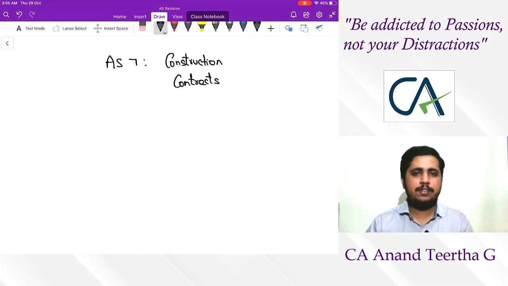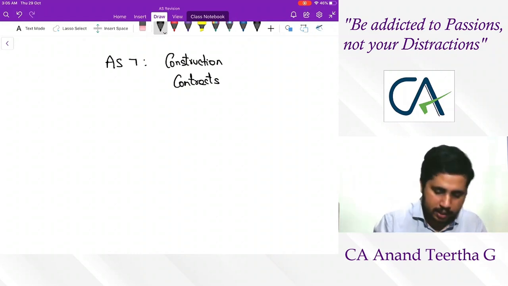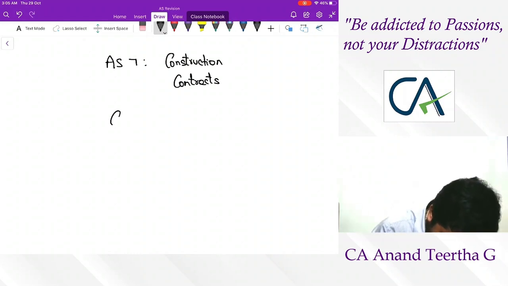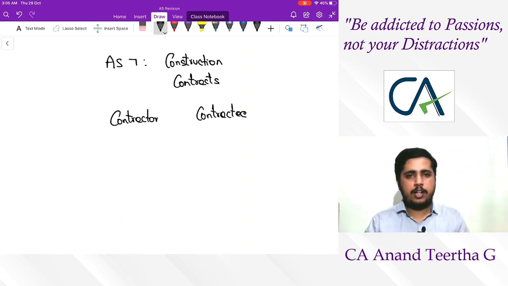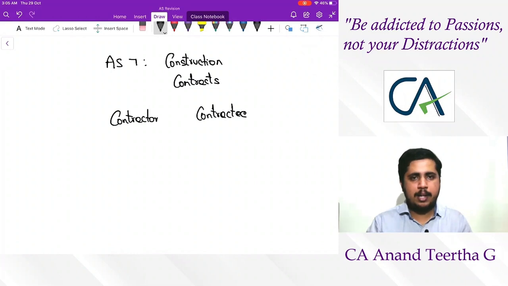Now, first, when it comes to a construction contract, who are the parties to the contract? The parties will be, one, the contractor, and second, the contractee. So who is a contractor? The contractor is the party who is going to construct a property. Who is the contractee? The one for whom it is constructed.